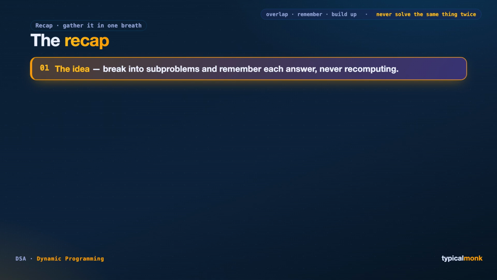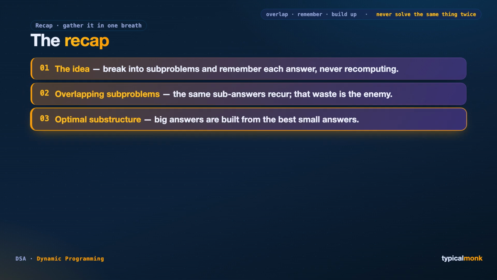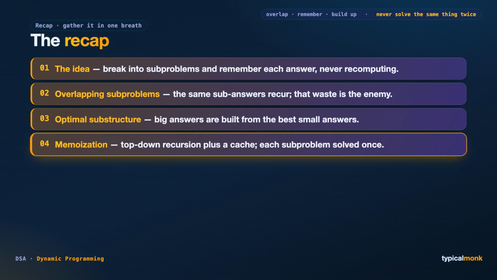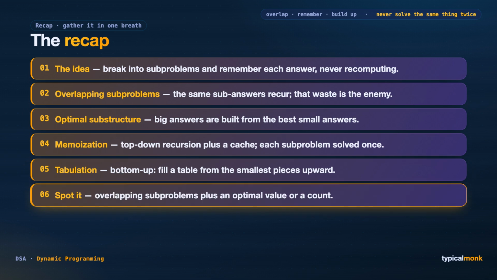Let us gather the whole class in one breath. The core idea is to break a problem into subproblems and remember each answer so you never recompute it. Overlapping subproblems, the same sub-answers recurring, are the wasted work DP eliminates. Optimal substructure means the big answer is built from the best answers of its parts. Memoization is top-down, natural recursion plus a cache, each subproblem solved once. Tabulation is bottom-up: fill a table from the smallest pieces upward, no recursion. And you spot a DP problem by overlapping subproblems plus a request for an optimum or a count.